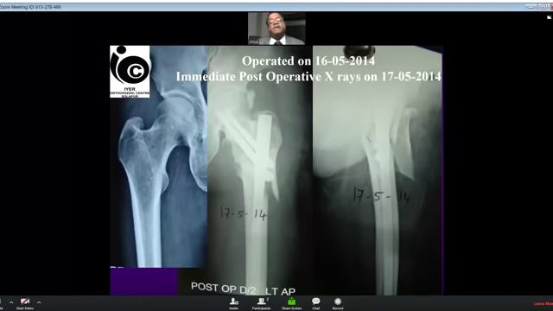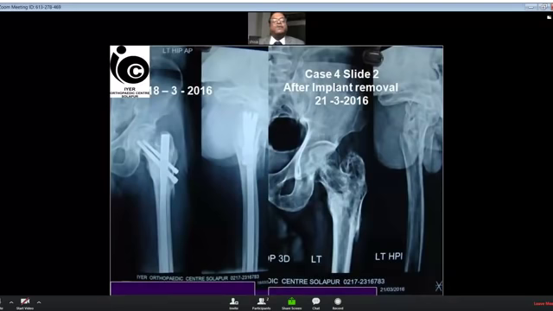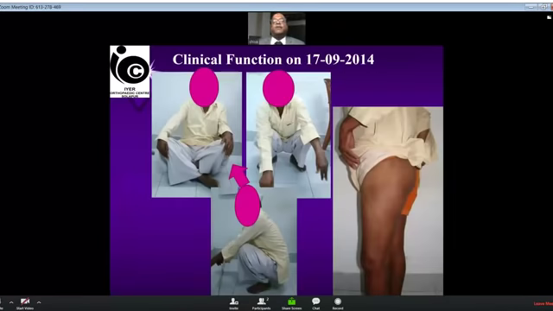I am aiming at 5 degree extra valgus than the normal side. Always, that's my aim. So I have got that 5 degree extra valgus, and in due course of time, you can see beautifully the fracture has healed, and even I have removed the screw from this patient. So that's not a problem, digging out the screw.